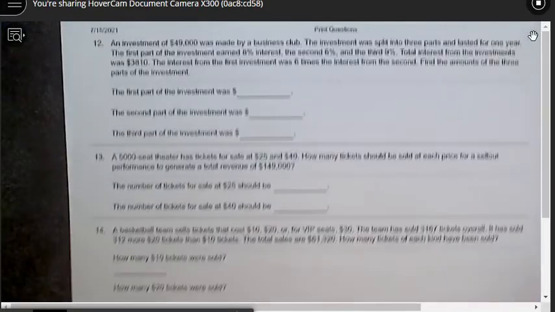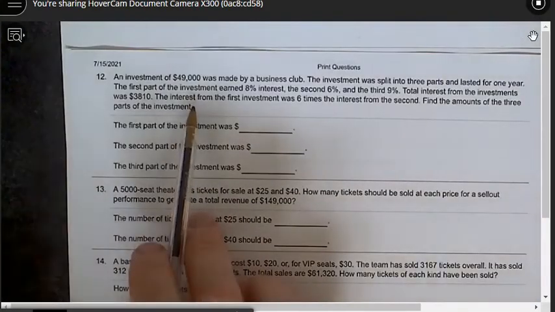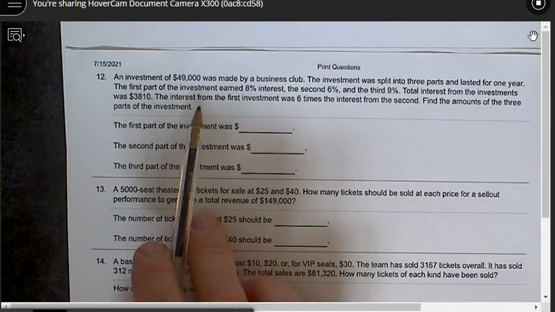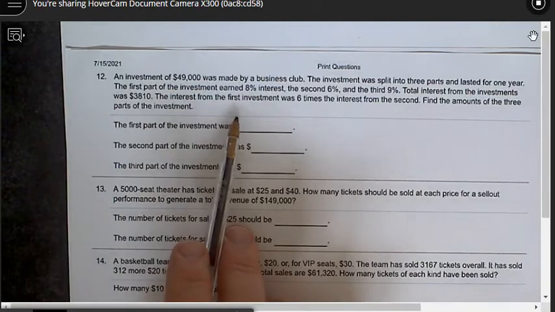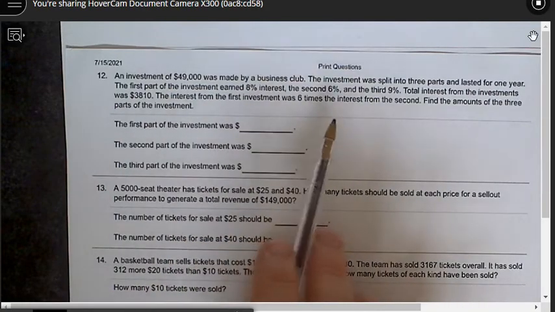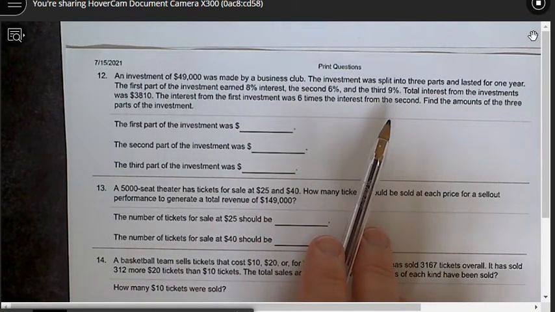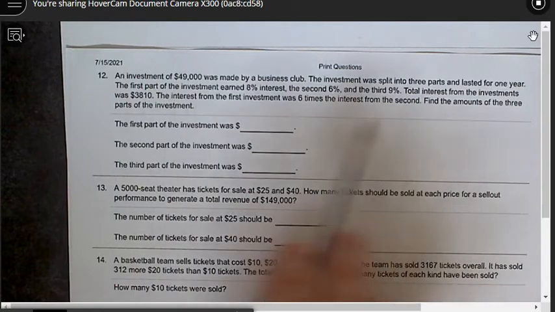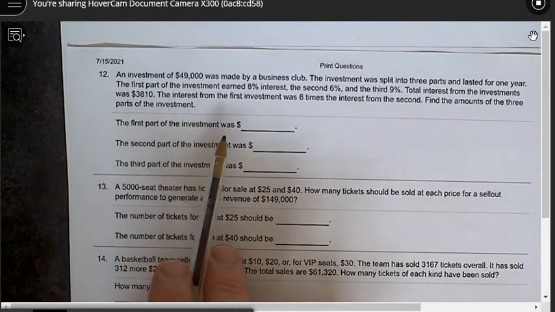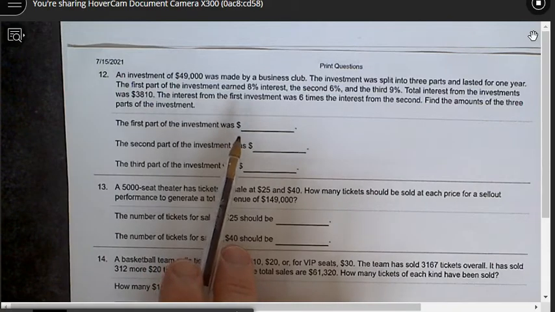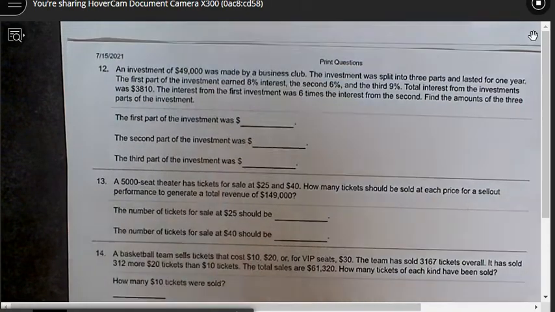But number 12, this one said we had a, again, similar one we did in class, but this one had a little something different on it, so we'll make sure we do it here. Investment of $49,000. We had three parts: 8%, 6%, and 9% investment. The total interest from those investments was $3,800. And it says the interest from the first investment was 6 times the interest in the second. Find the amounts of these. Okay, so here we go.